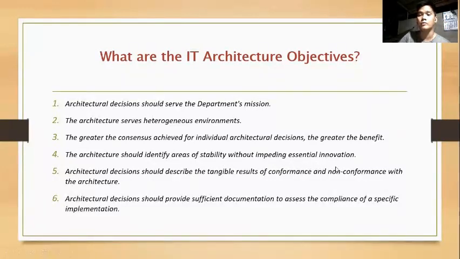The architecture should identify areas of stability without impeding essential innovation. So therefore, the architecture should know where the areas are stagnant or not progressing without impeding or delaying the essential innovation, or those extremely important innovation. Architectural decisions should describe the tangible result of conformance and non-conformance with architecture.